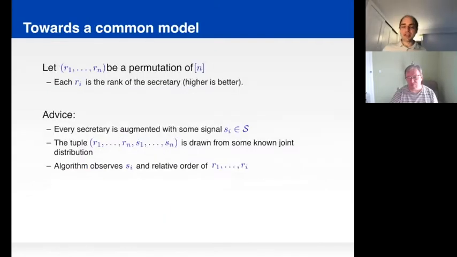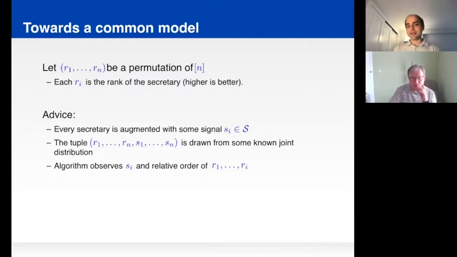So I want to take this and ask, is there a common model for all of these? And can we use this common model to capture something interesting? So here's a very simple common model. I'm going to look at ranks. Let R1 through Rn just be a permutation of 1 through n. Each Ri is just the rank of the candidate that I'm seeing. Maybe higher is better. This is just regular secretaries.